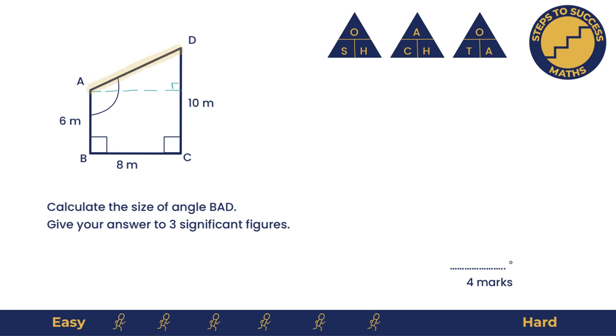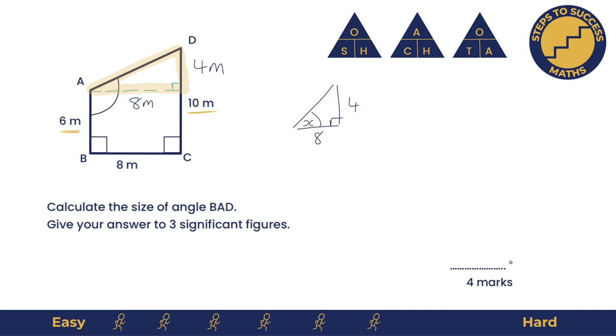And this base length here must be 8 because it's the same as the bottom. And then if you look up the side, you know that from B to A is 6 meters and from C to D is 10. So the bit that's left must be 4. So you now have a right-angled triangle where you've got 8 here, 4 here, and you're looking to find this angle. Let's call it X.